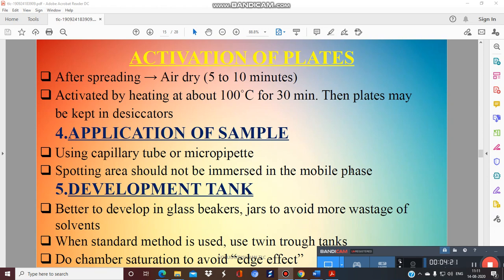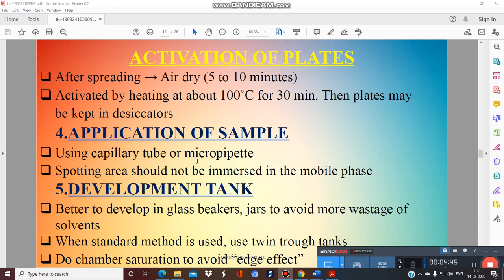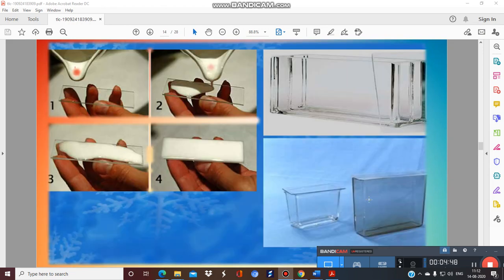Okay, and for the running of this sample on the plate, you have to use a developing tank. This is nothing but a developing tank or developing chamber. You have to put your TLC plate in this chamber, but not in an empty chamber. First of all you have to prepare a mobile phase in this chamber, because in the previous step you have prepared a stationary phase and now you need a mobile phase. Only then will chromatography be achieved.